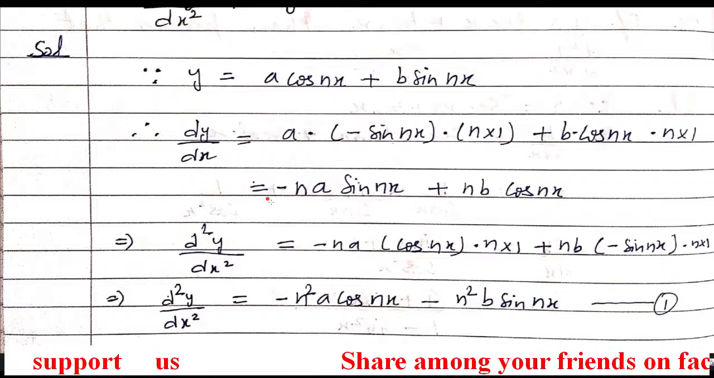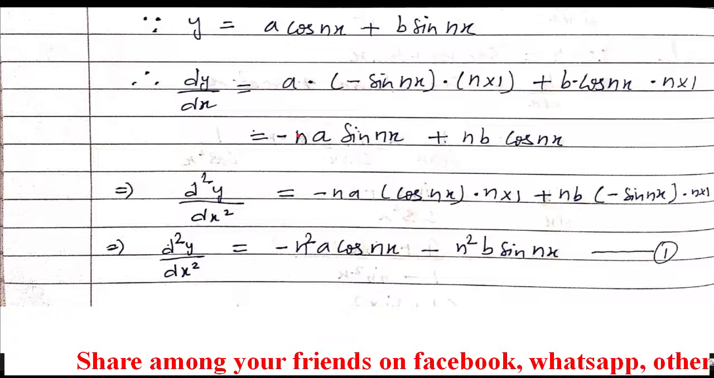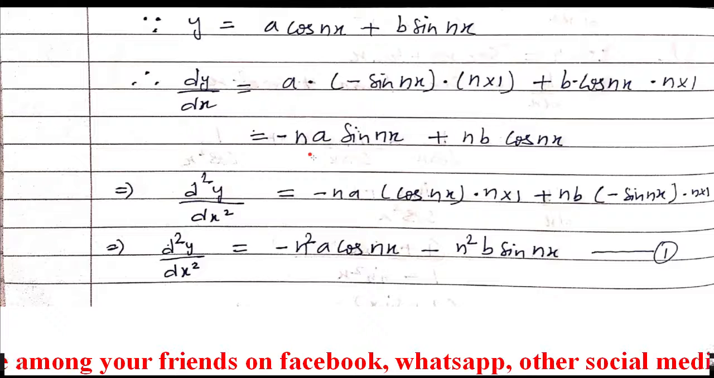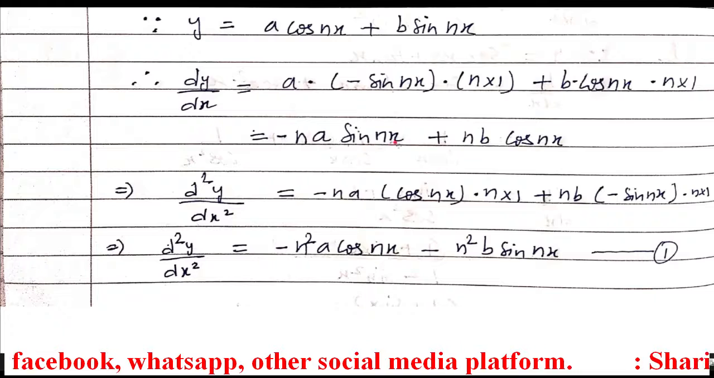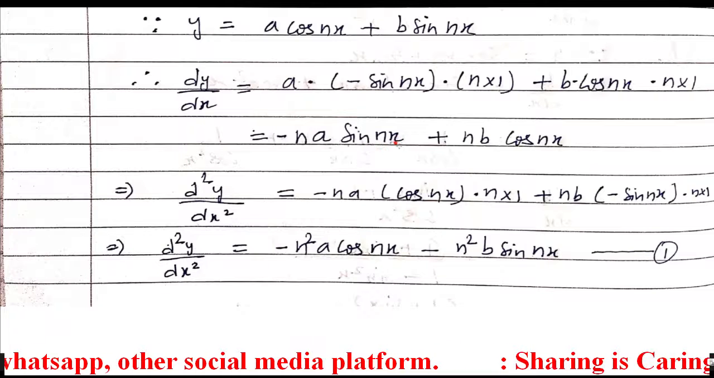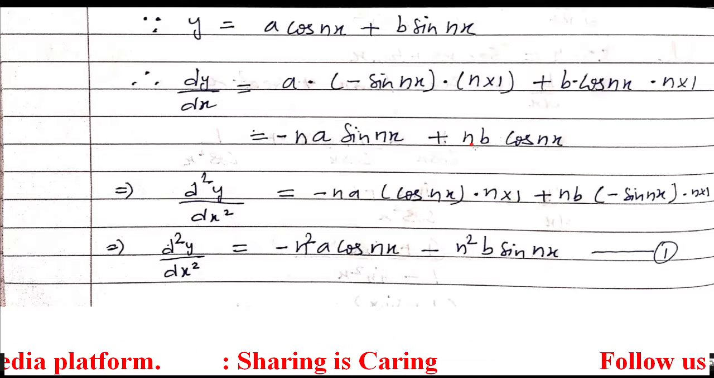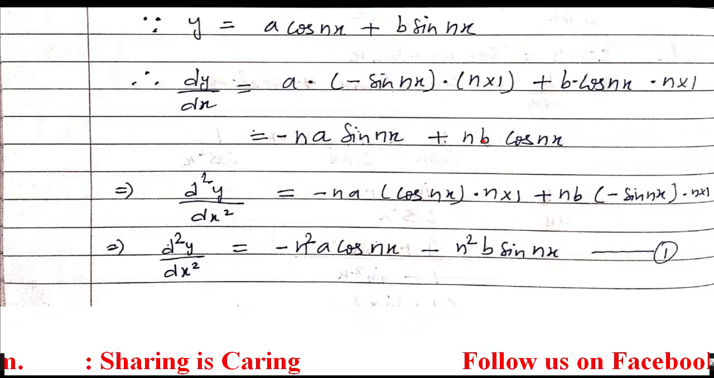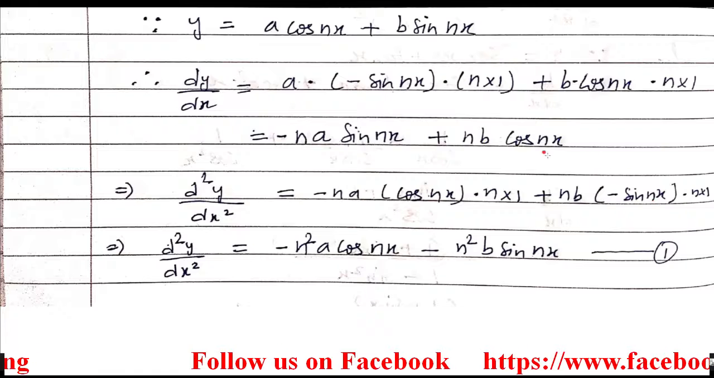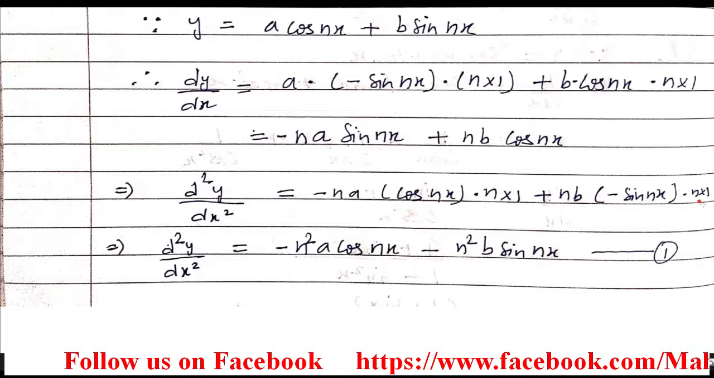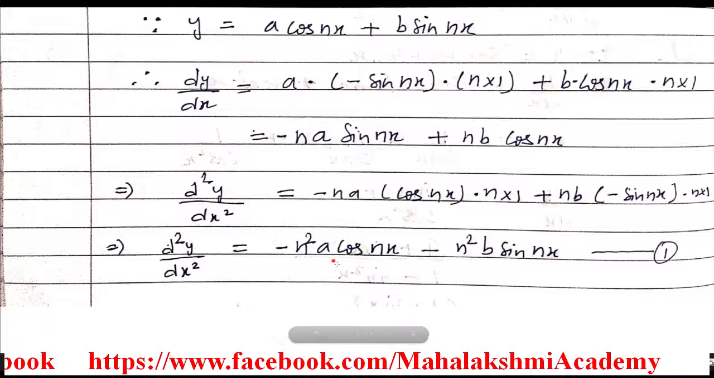Now to obtain the second order derivative, again differentiate it with respect to x. We have to differentiate this. So n and a will behave as coefficients, so they come as it is. Then sin nx differentiation is cos nx, and then according to chain rule we differentiate nx again, so n is as it is and x differentiation is 1. Now here again plus nb as it is, and cos nx differentiation is minus sin nx, and again nx differentiation by the chain rule gives n multiplied by 1. Simplify them, you will obtain this, that is your second order derivative.